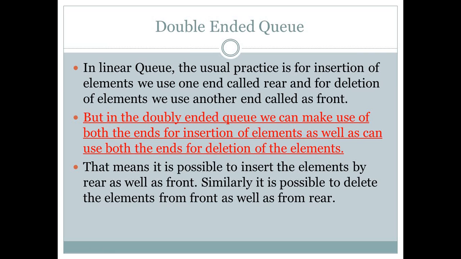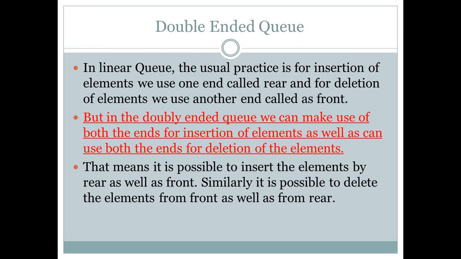Now the next topic is the double-ended queue. In a linear queue, the usual practice is that for insertion of elements we use one end called rear, and for deletion of elements we use another end called front. Means we have studied that we can add items at the rear only and we can remove items from the front only. But in a double-ended queue, we can make use of both the ends for insertion and deletion. Means we can delete from the front and rear, and we can add items at front and rear.